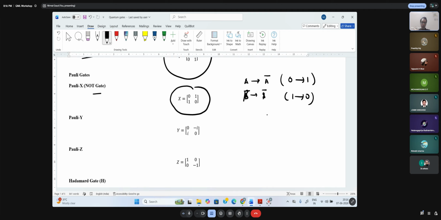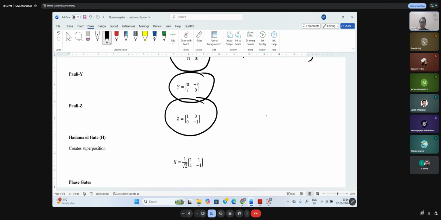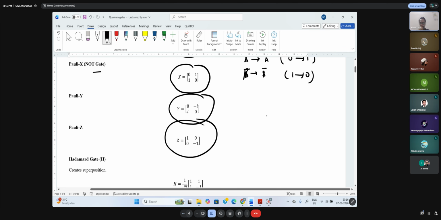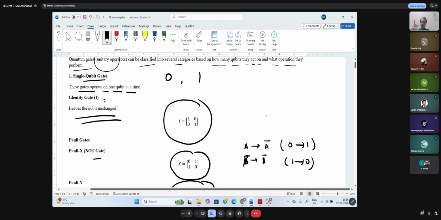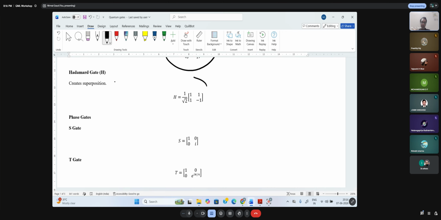About the x-axis it is [0 1; 1 0]. About the y-axis it is [0 -i; i 0], that means imaginary. And about the z-axis it is [1 0; 0 -1]. So these are Pauli gates, the NOT gate, for what I'm talking about, single qubit. Hadamard, this is Hadamard. 1 by root 2, [1 1; 1 -1]. We have applied it, and it creates superposition. That's why it is important. So if I need to superimpose 0 and 1, I am going to use the Hadamard gate.